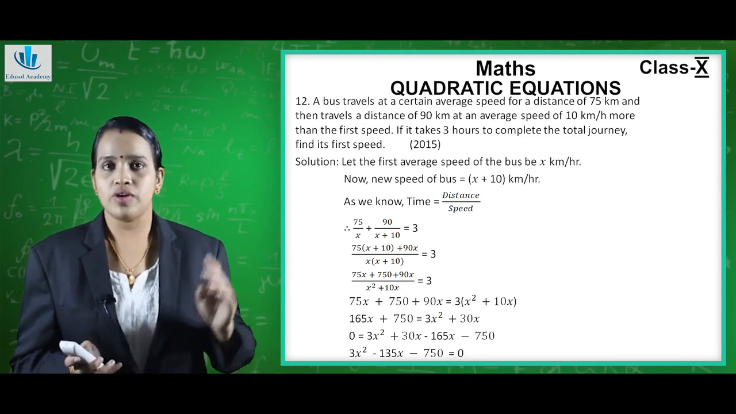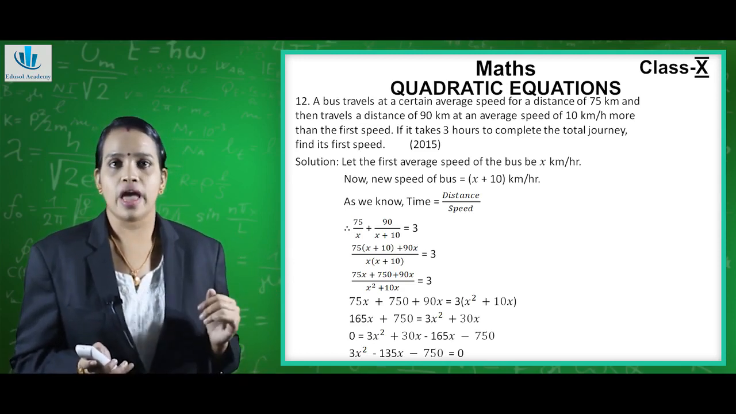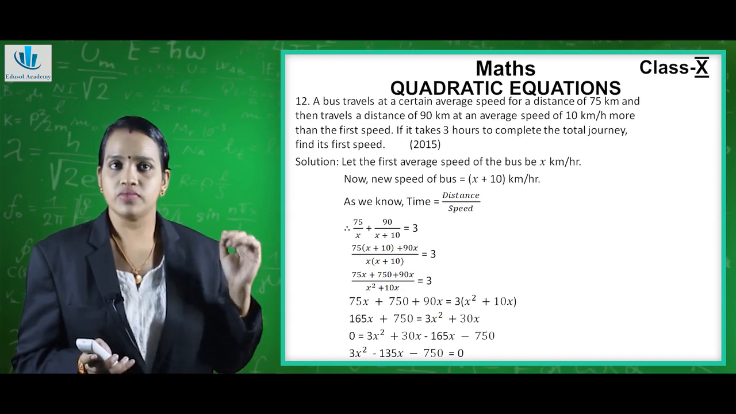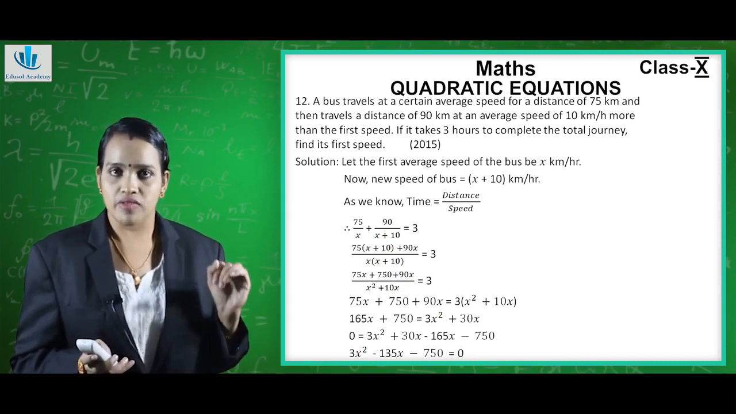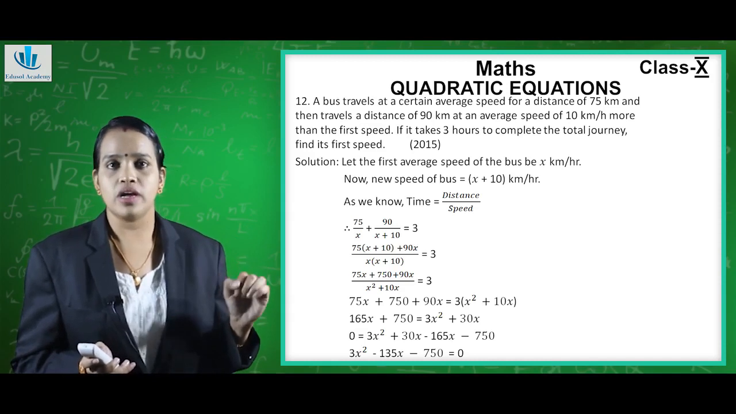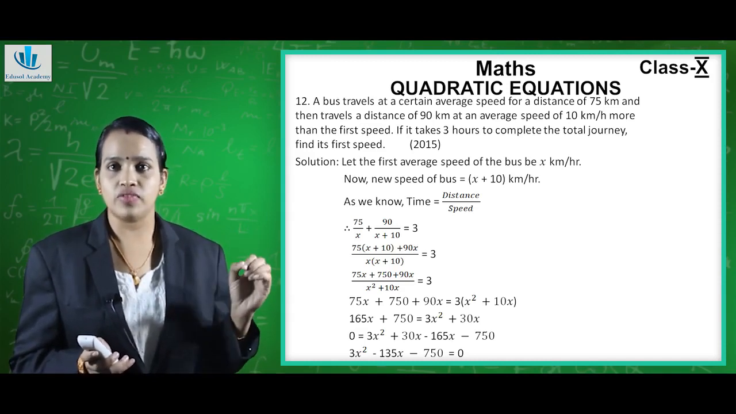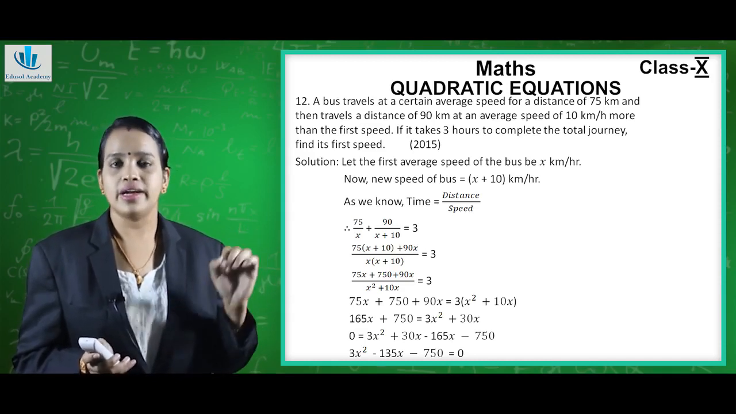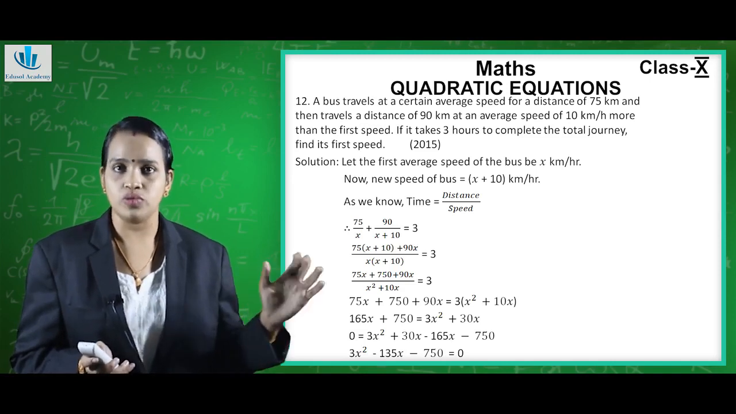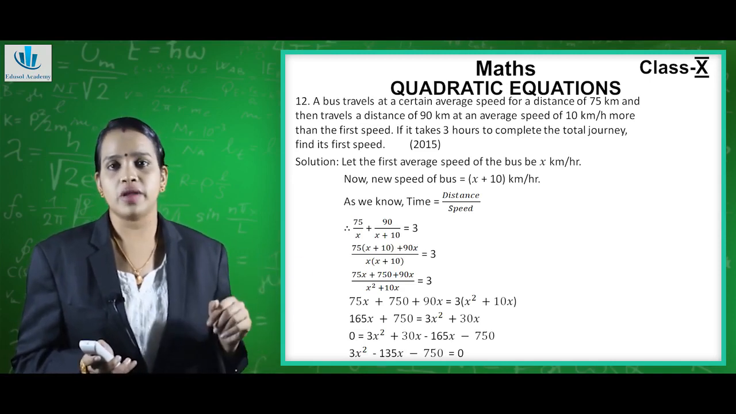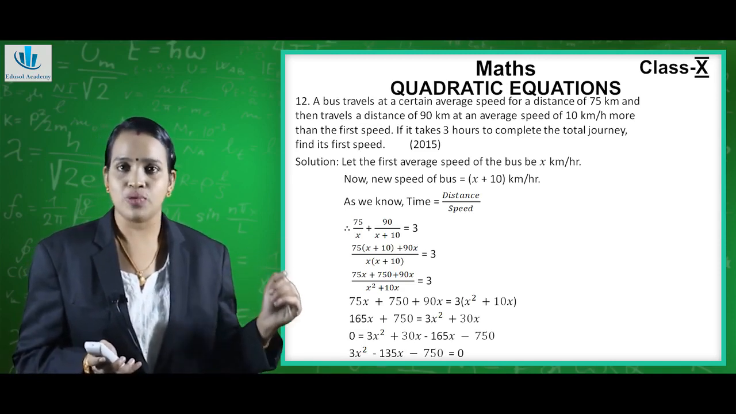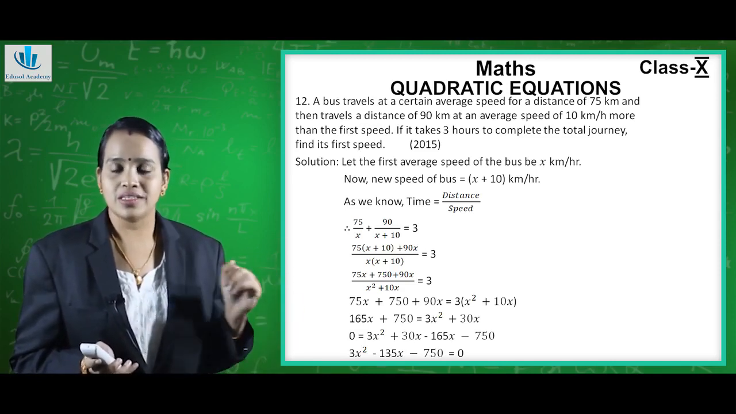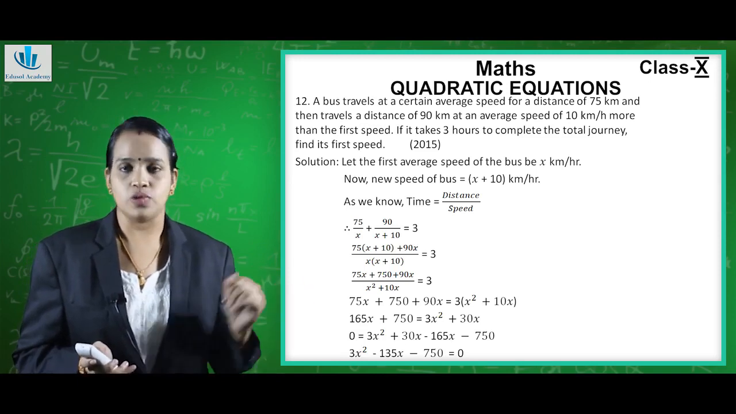So we can apply over here. The first average speed was x, with the distance 75, so 75 upon x. Now here it is taking more than the first speed, so plus 90 upon x plus 10 equal to 3. Now we can cross multiply here, so it becomes 75 into x plus 10 plus 90x upon x into x plus 10 equal to 0.